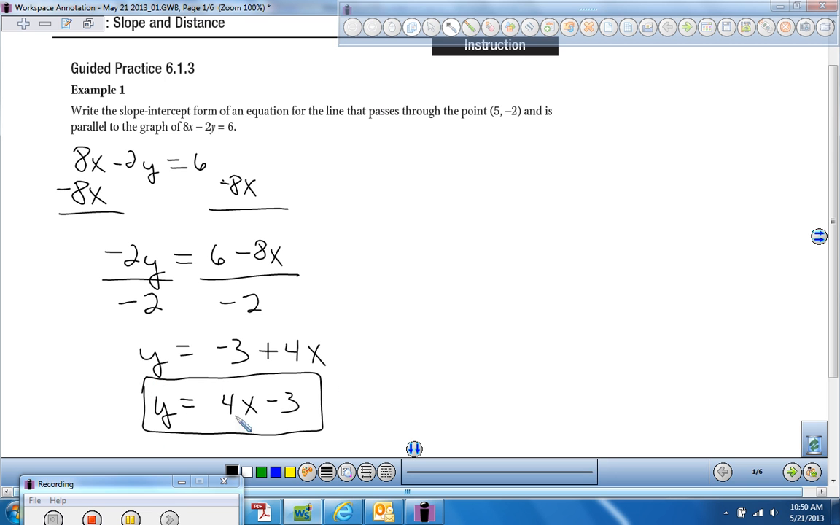Now, all that did was give us this line rearranged. What we know is that if the line is parallel to it, it has the same slope. So we know that the slope of the line is 4, and we know that it goes through (5, -2). Now, given a point on the line and the slope, we can come up with the equation. What we're going to use is what's called point-slope form to come up with the equation of the line.